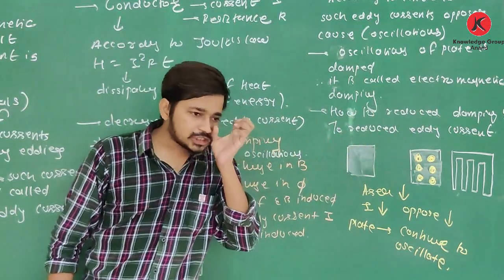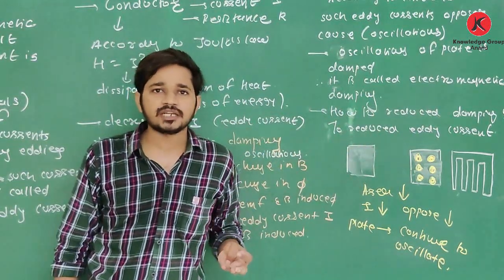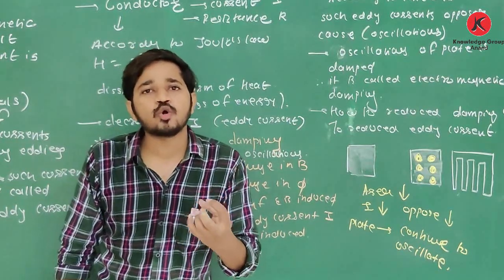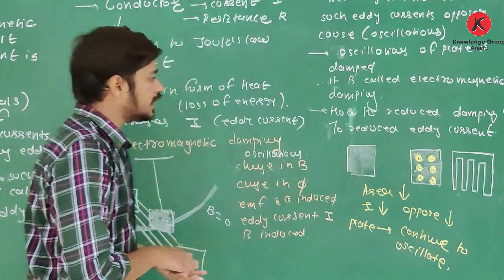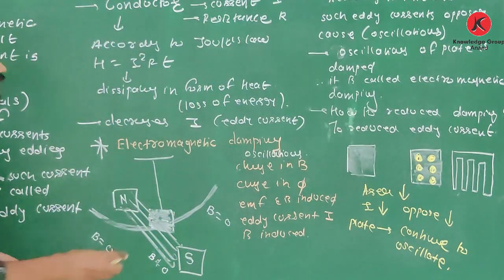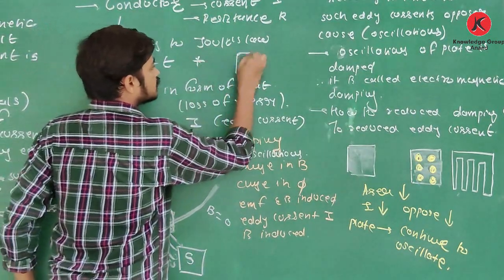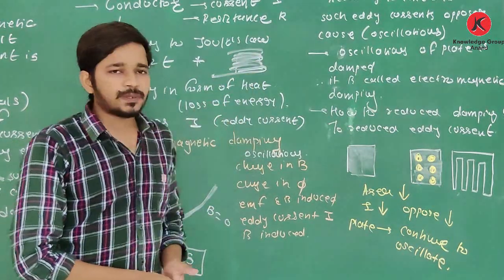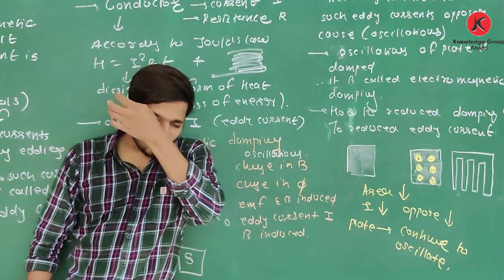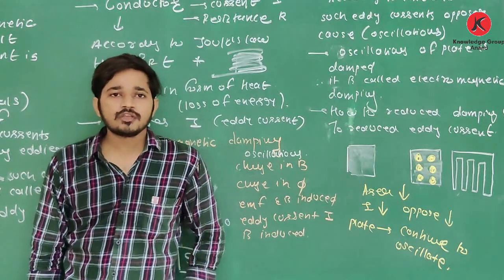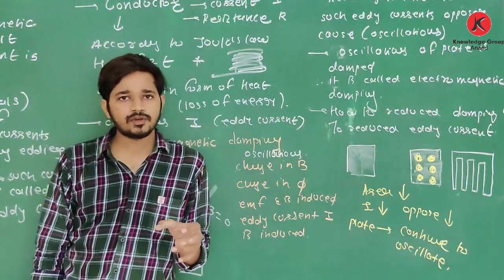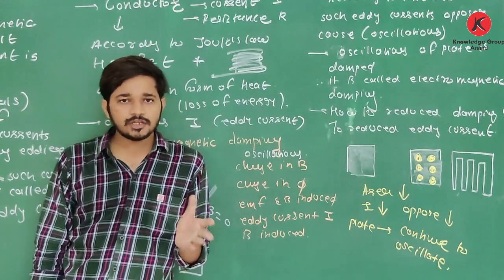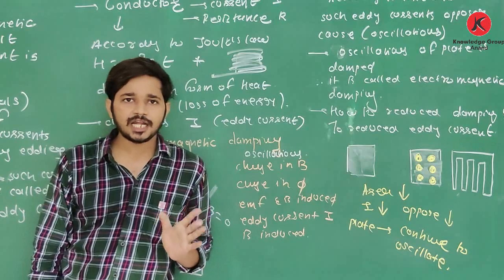One another application: in a transformer, in a dynamo, in a motor, some metallic core is used. Suppose it is one piece, and on that piece, wire is wound and current is passing through the wire. So due to current, a magnetic field is produced. Due to magnetic field, there is change in flux. Due to change in flux, eddy currents are produced.